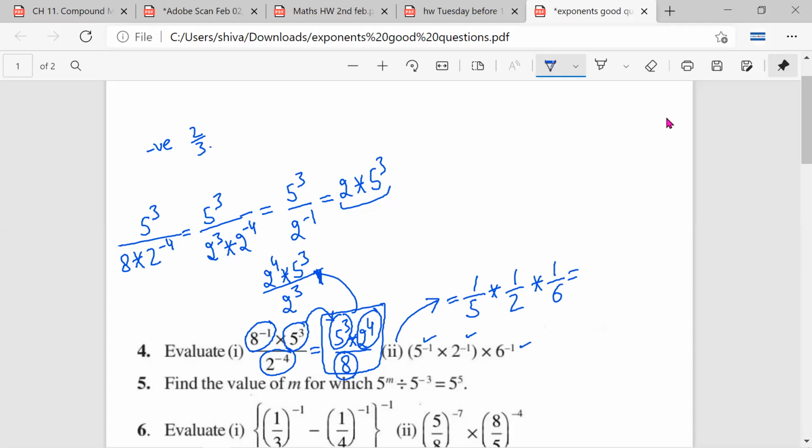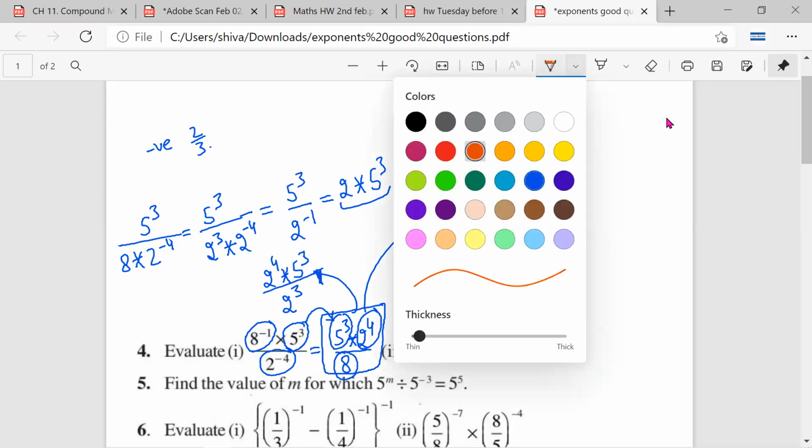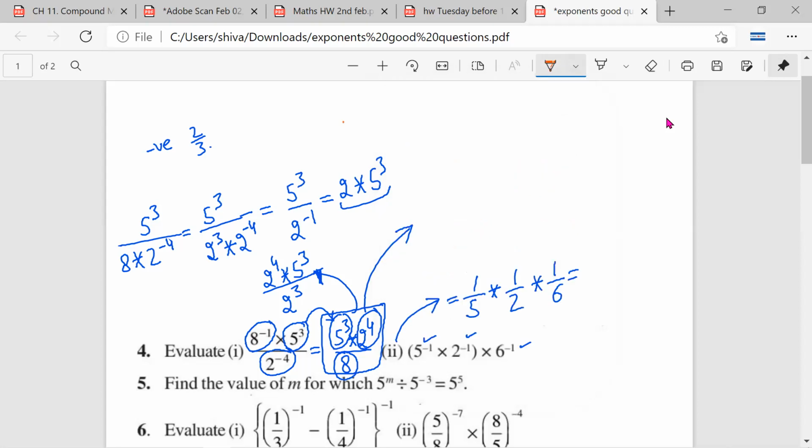Now again, one of the things you can have in mind is that, sir, I don't want to use the exponents rule at all. For example, another person might say that this is 5 cube, this is 2 raised to power 4, and this is 1 upon 8. I'll write this as 125 into 2, 4, 8, 16 upon 8. And I'll do it like this.